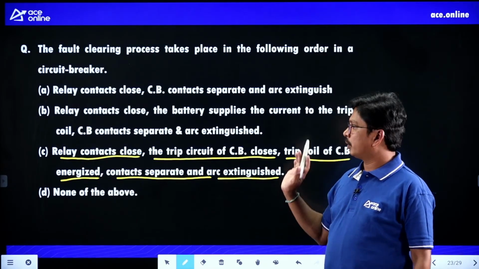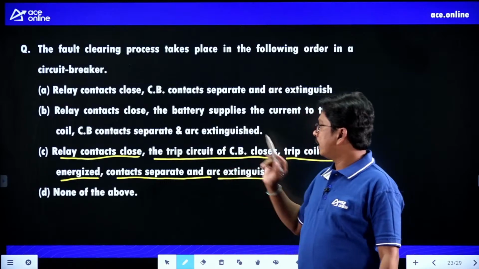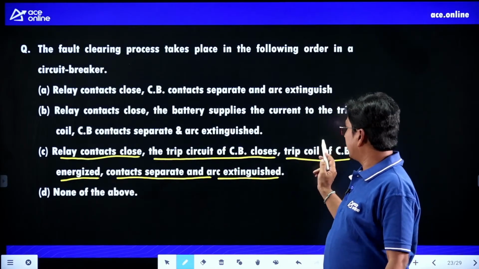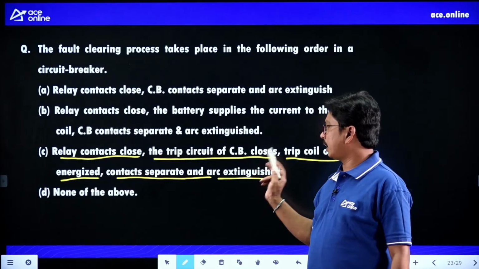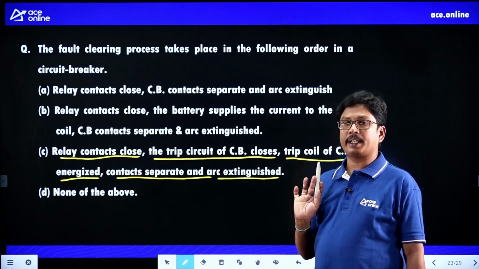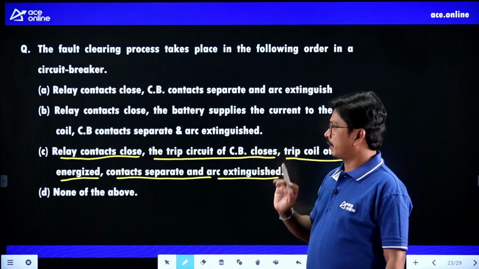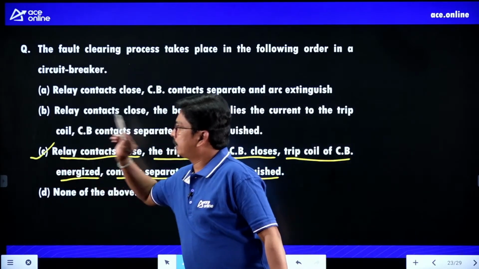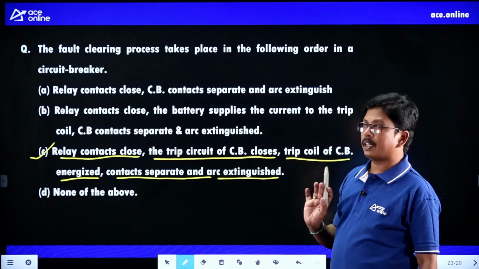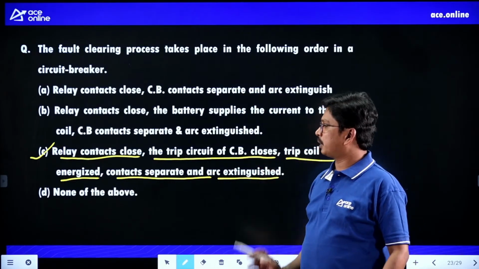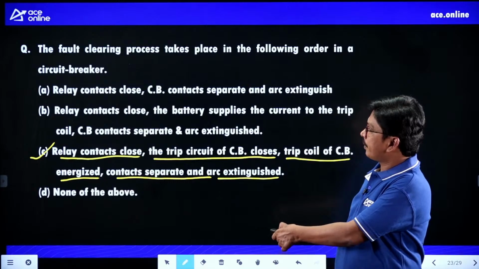Is it clear? So relay contacts will be closing and trip circuit of circuit breaker closes, trip coil of circuit breaker will be energized and contacts will be separated and finally arc will be extinguished. This is the sequence, right? So when we read the statements clearly, you can give the answer very easily. Right, students? The next question.